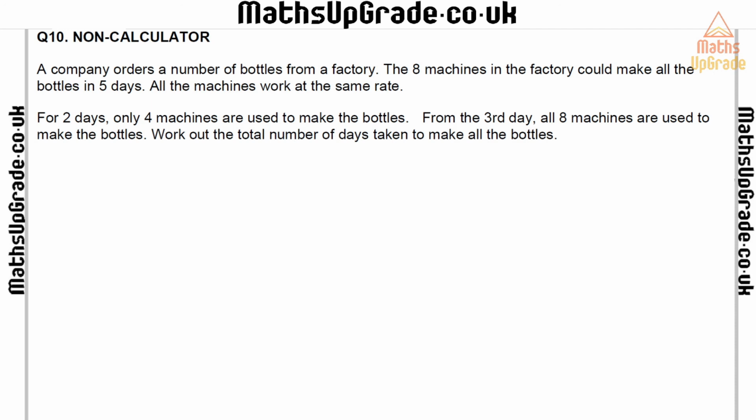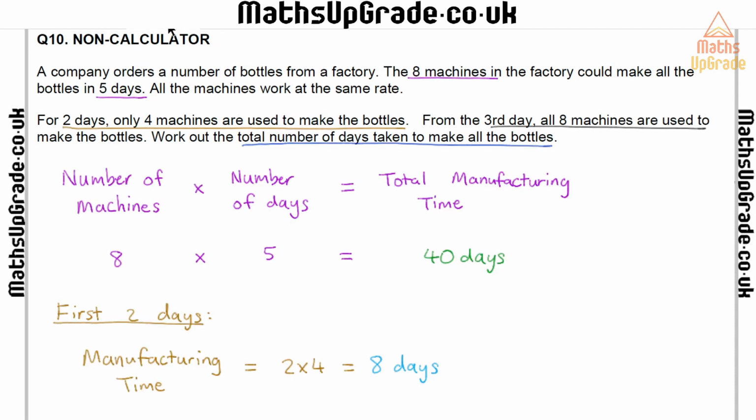So with this question, which is worth 3 marks, the trick is to work out the total manufacturing time first. The total manufacturing time is essentially the number of machines times the number of days. That sort of gives us the number of machine days. So 8 times 5 gives us 40 machine days. That means it would either take one machine 40 days to make all the bottles, or it would take 40 machines 1 day to make all the bottles. So this is our target.